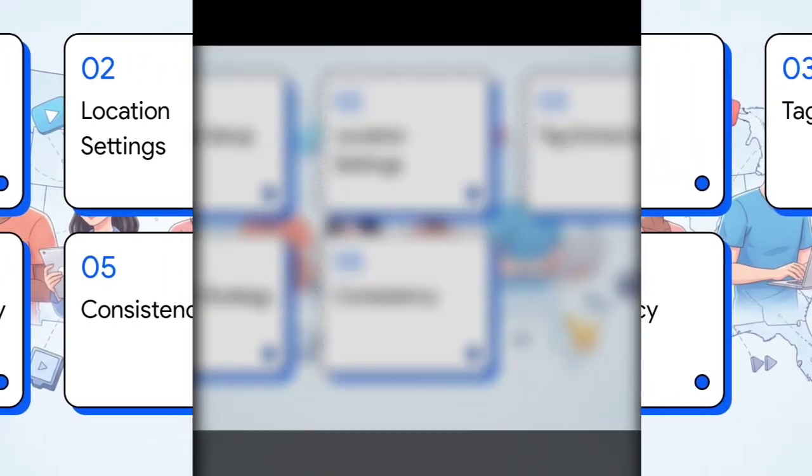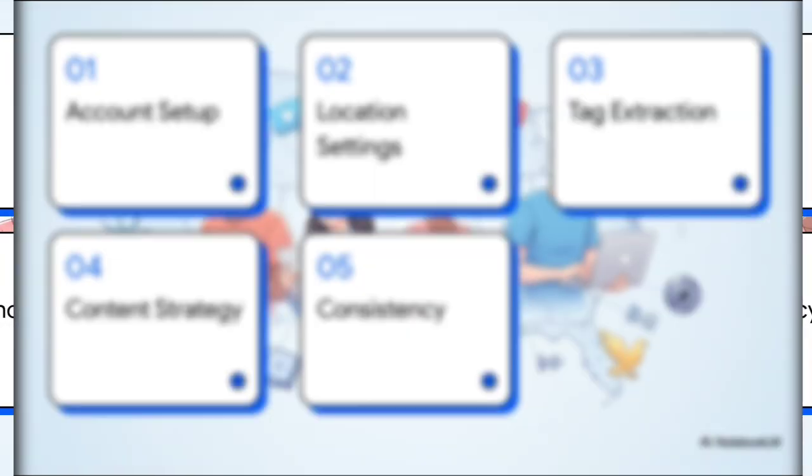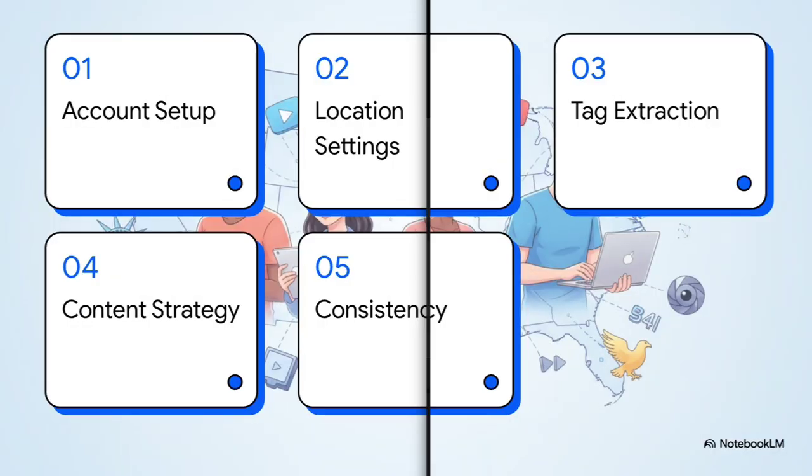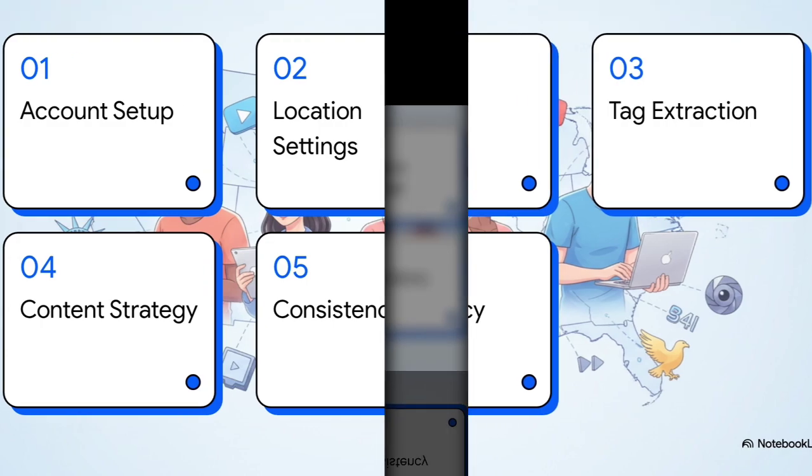So here's our roadmap for today's explainer. We'll be hitting basic account setup, location settings, tag extraction, content strategy, and finally, consistency. All right, let's start with part 1, basic account setup.